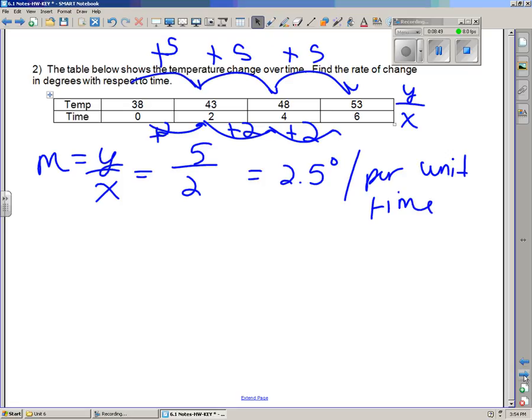Okay, and that's really it. So you should be able to calculate the slope given 2 points, and you should be able to calculate the slope given a table. And that's it. Good luck on your homework.